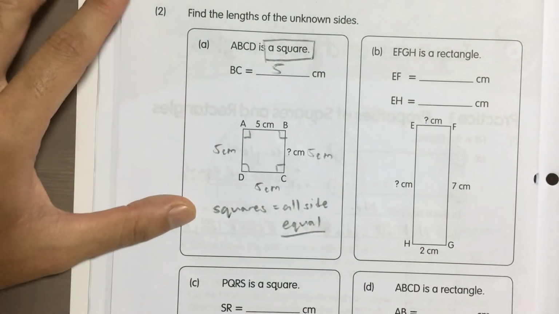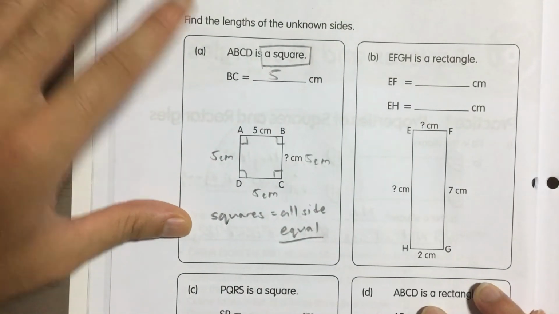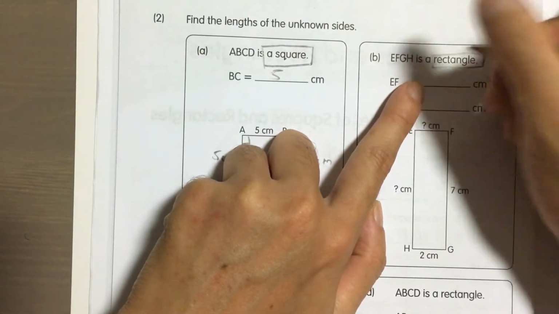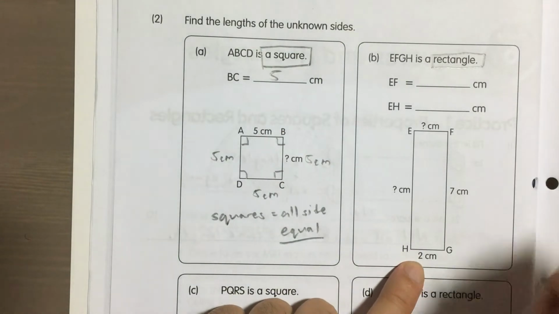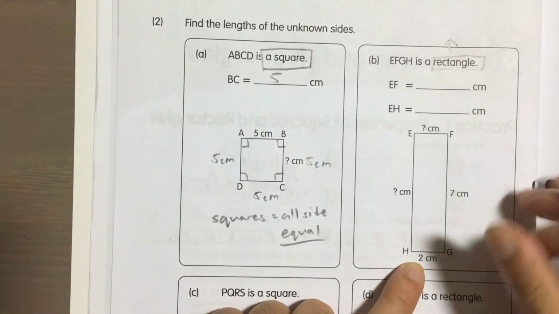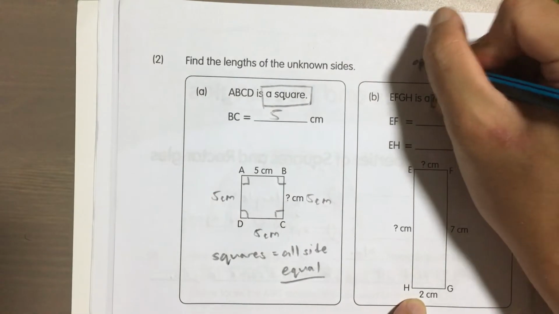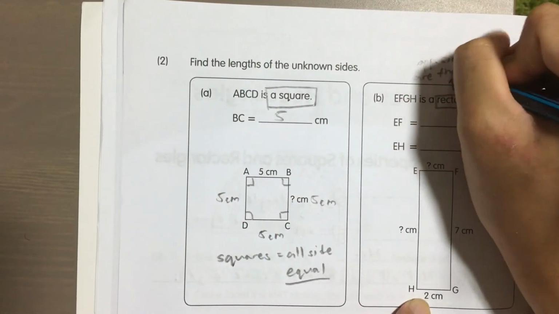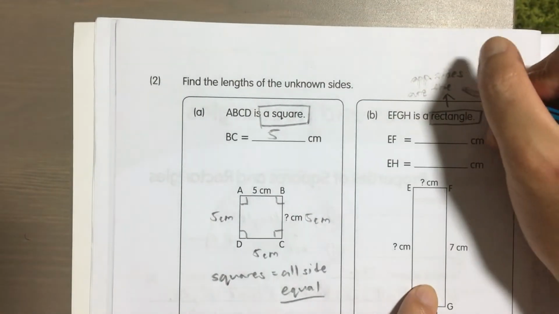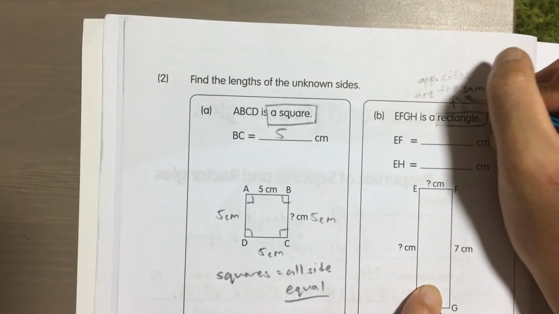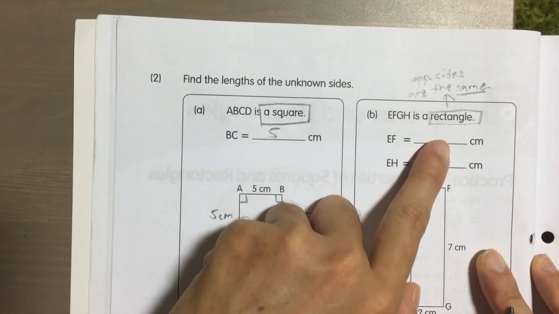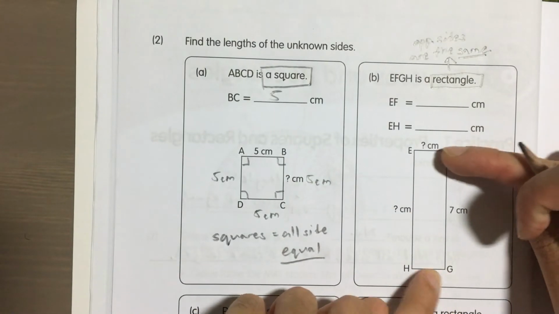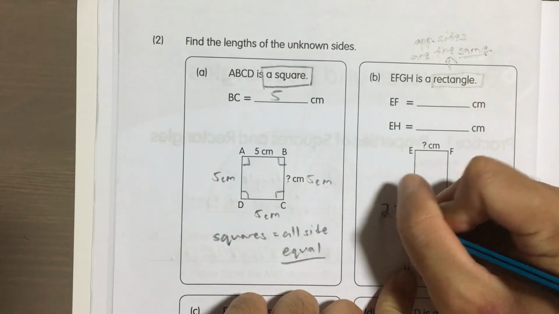Let's do one on rectangle so that you know what to do. Again, I tell you, it's a rectangle given to you already. And what do we know about rectangles? Rectangles, opposite sides are different or equal? Same. For a rectangle, we know that opposite sides are the same. So straight away, if FG is 7, opposite side EH will also be 7 cm.